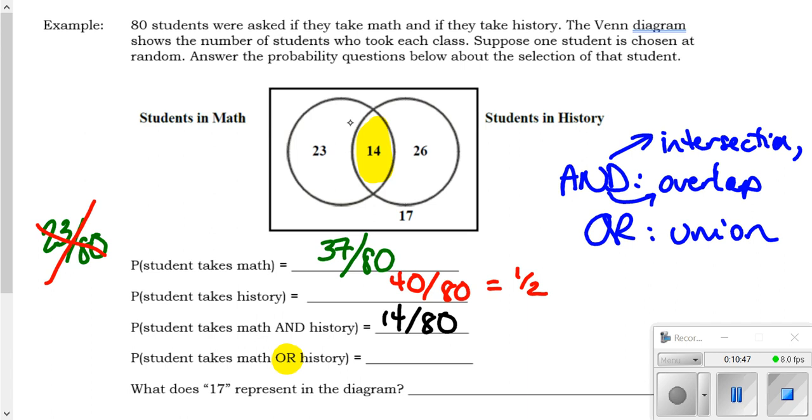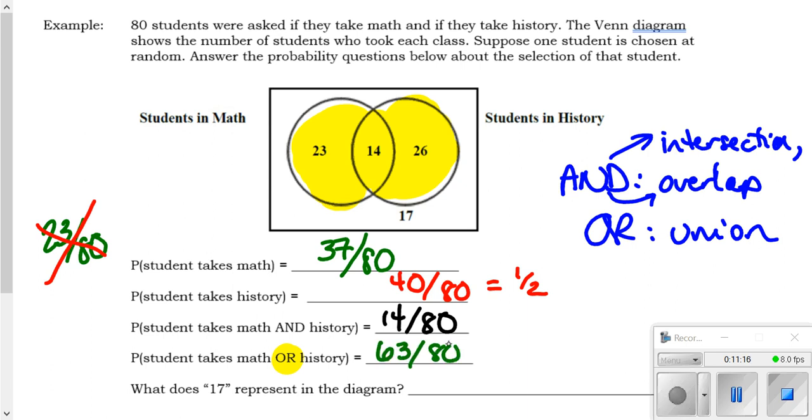Okay, so a student takes math or history. That means these people who take just math. It also means these 14 people who take both. It also means these 26 people who just take history. So that's a little different, right, from how we would normally think about the word or. So that would leave us with 23 plus 14 plus 26. That's 63. Oy.